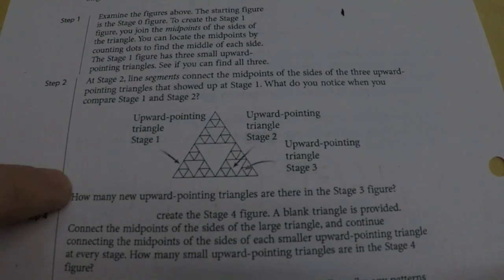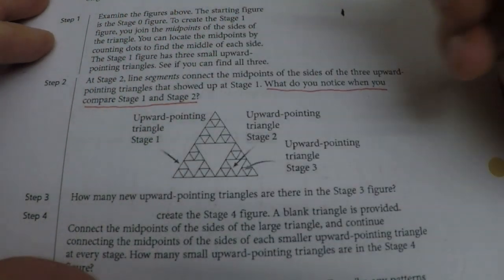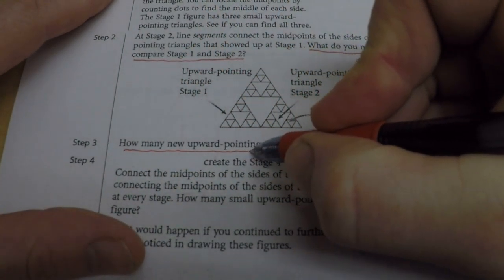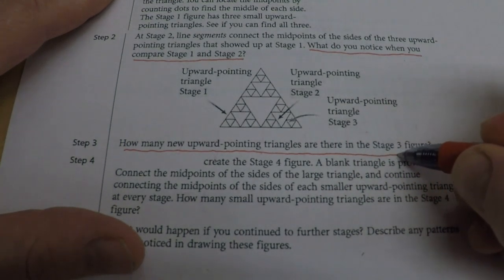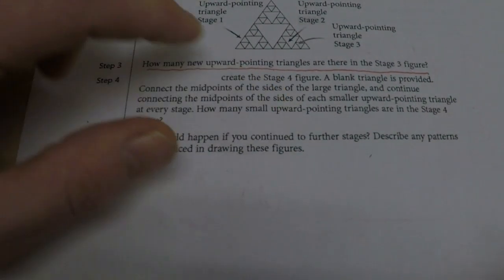Okay. So eventually, down here, you got to answer these questions. What do you notice when you compare stages 1 and stage 2? Answer that question. How many new upward pointing triangles are there in stage 3? You got to answer that question. And then it says create a stage 4 figure.